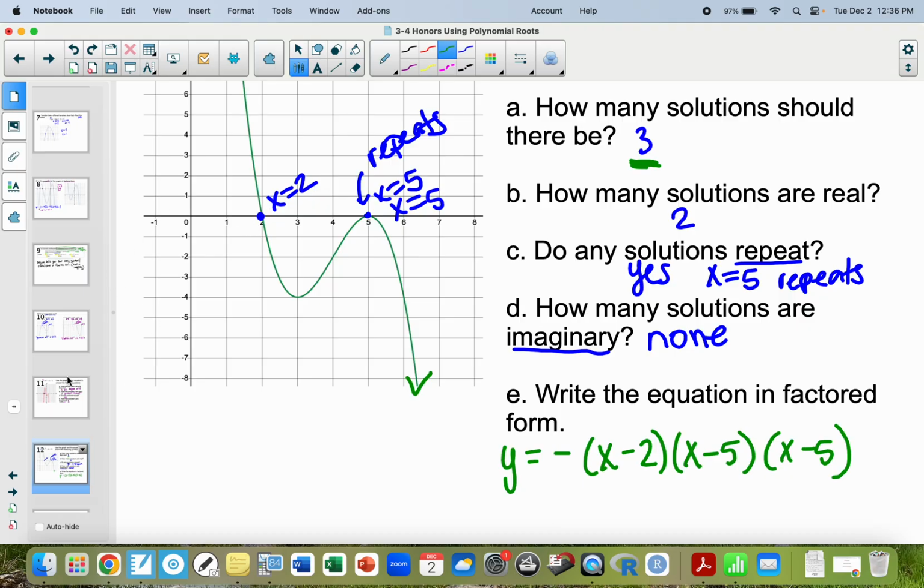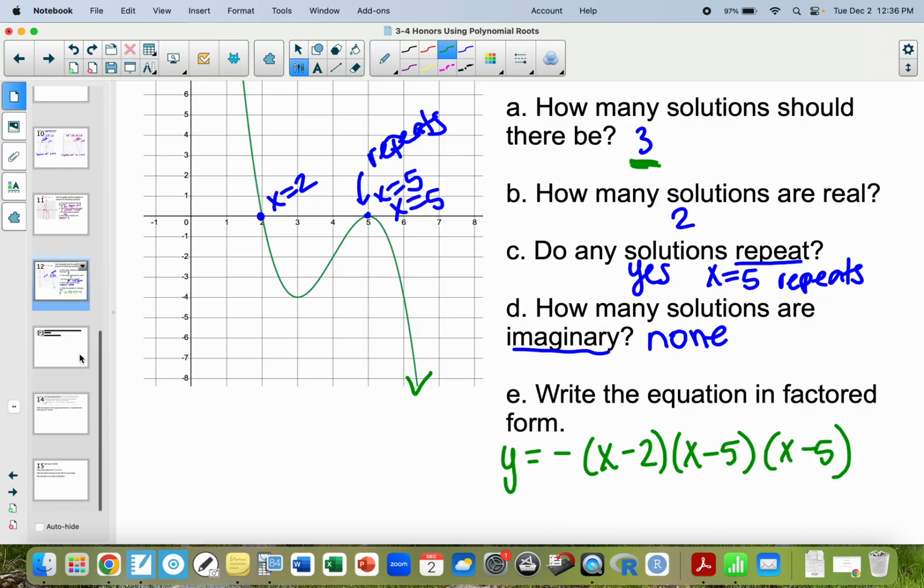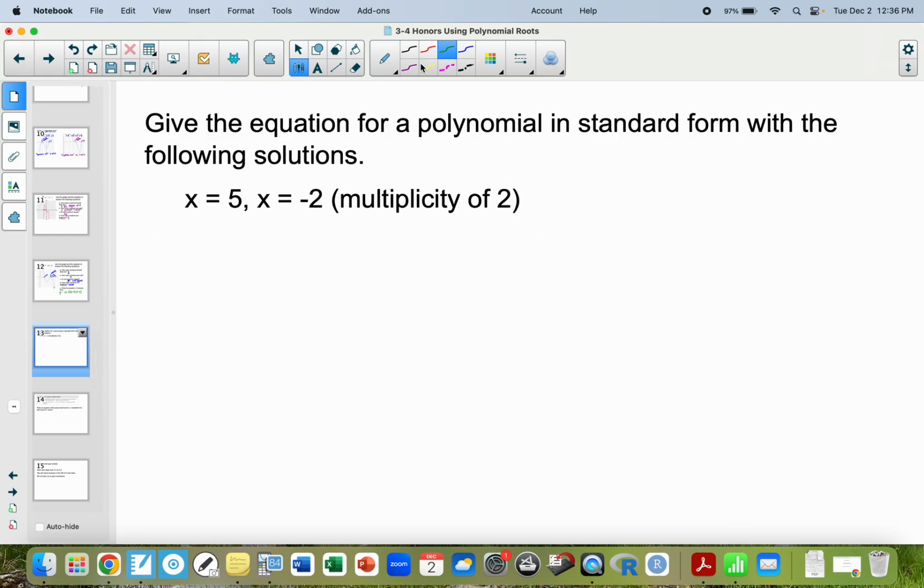Okay, last piece we need to do is talk about when we're given our solutions in words rather than from a graph. So it says give the equation for a polynomial in standard form with the following solutions. Okay, so it tells me that we have solutions of x equals 5, x equals negative 2, but a multiplicity of 2. So multiplicity of 2 means this solution repeats twice. Okay, that's what multiplicity of 2 means.